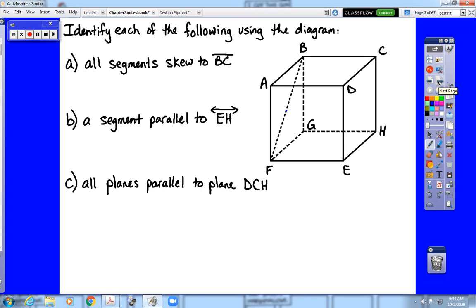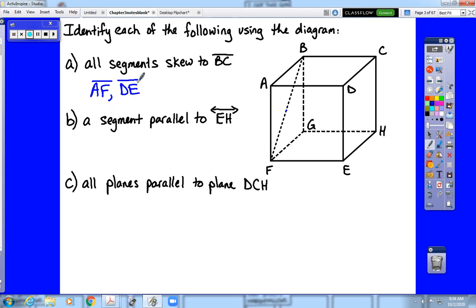Okay, so here is the next example here, and we're going to go through this rather quickly because you're supposed to have tried it on your own, so you should just be checking your answers. There are a total of 4 segments in this picture that are skewed to BC. They would be the 2 front vertical edges, AF and DE.